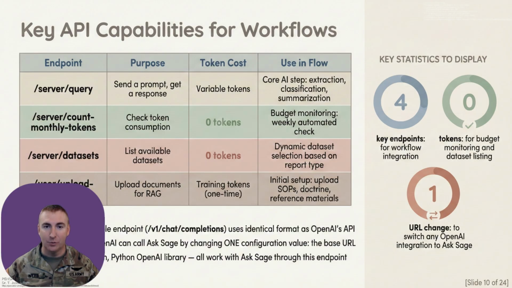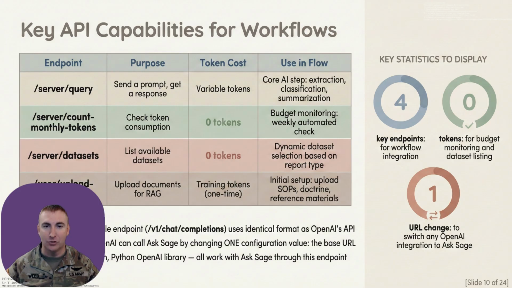Not every endpoint costs tokens. The /server/count-monthly-tokens endpoint is free. Build a monitoring flow that calls it weekly. Free intelligence on your own spending. The game changer is the OpenAI compatible endpoint. Any tool that calls OpenAI, Make.com, Zapier, N8N, Python can call Ask Sage by changing one configuration value, the base URL. One URL change. That is the entire migration.